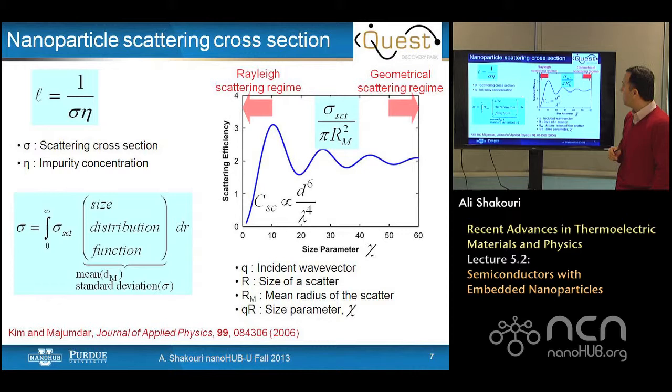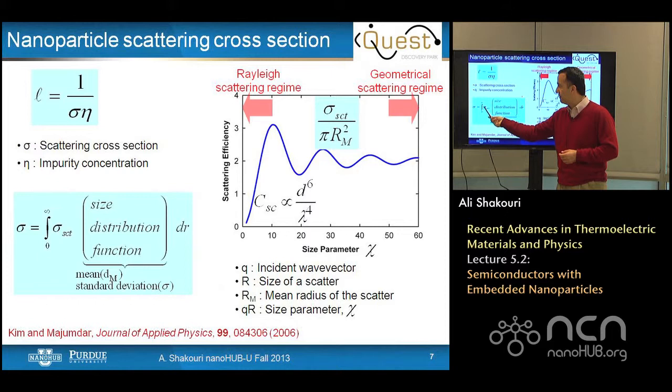But when the size of the scatterers is large, you get to the geometrical scattering limit. You can describe it as a function of average cross-sectional area of the scatterers. Because nanoparticles are not all uniformly sized, you can take some sort of average over scatterers as a function with some size distribution function.